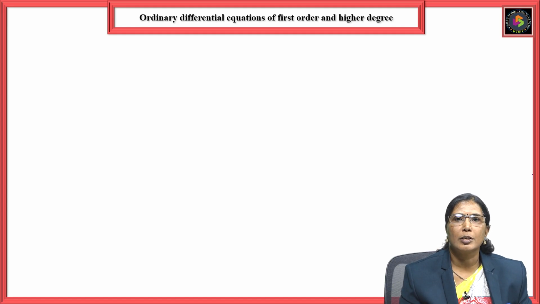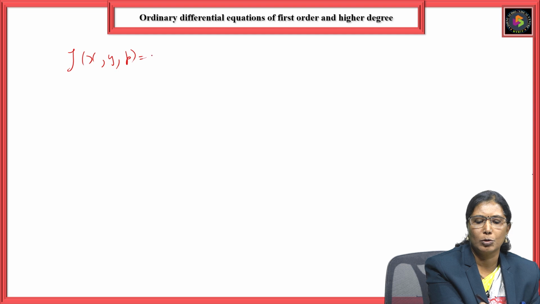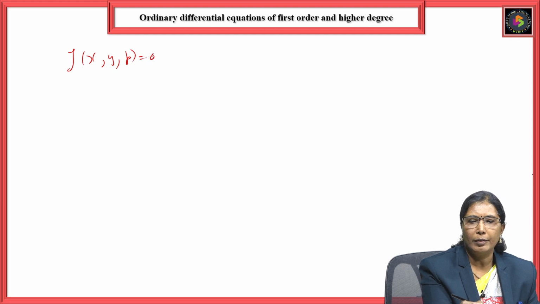So students, we are studying Ordinary Differential Equations of First Order and Higher Degree. If a differential equation is of first order and of degree higher than 1, then it is convenient to denote dy by dx by p. The form of a differential equation of first order and higher degree can be written as f of x, y, p is equal to 0, where p is nothing but dy by dx.